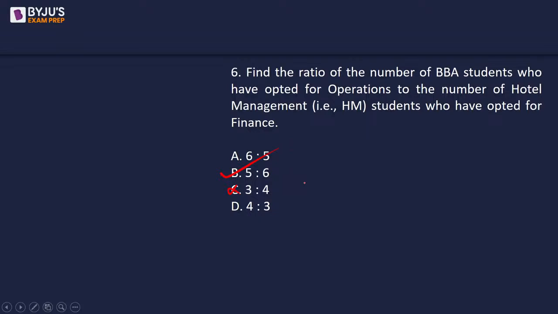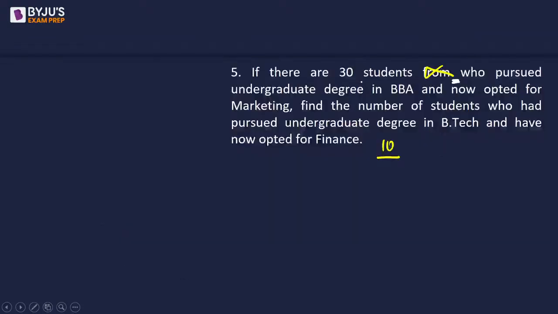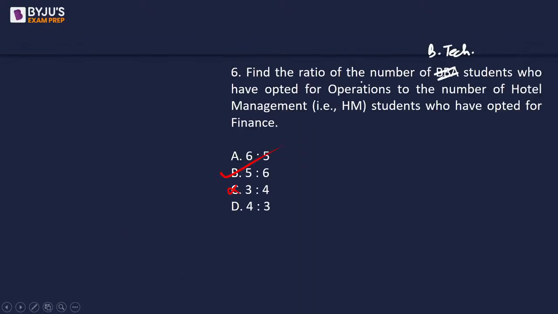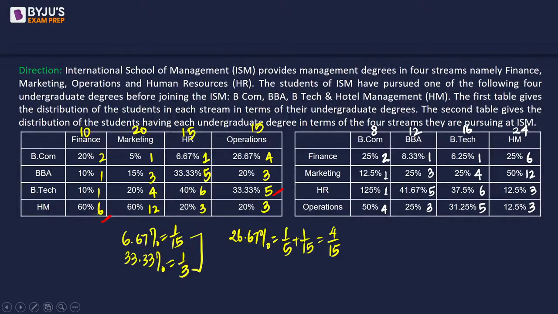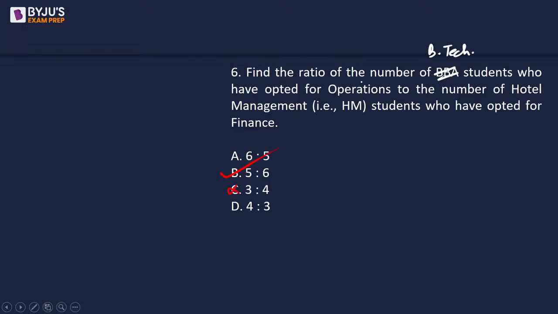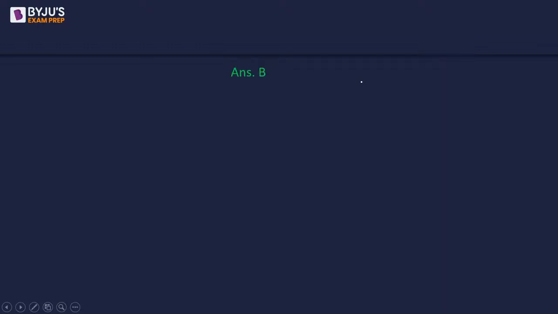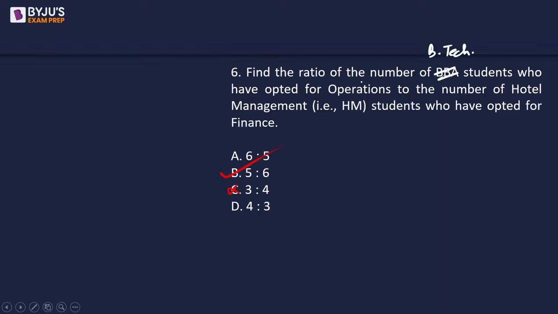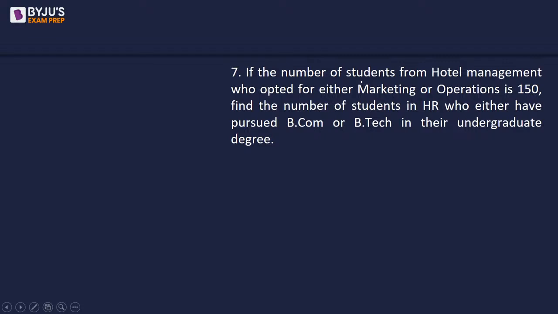Meaning the typo here, I think it's not BBA, it's BTech. So that BTech operations is 5 and hotel management finance is 6, right? So this makes sense. So there is a typo in the question. It should not be BBA, it should be BTech rather. Option B is 5:6. Okay. So that is the error.